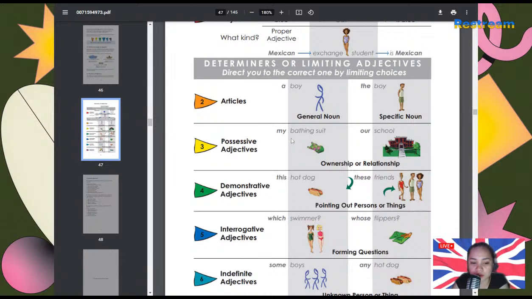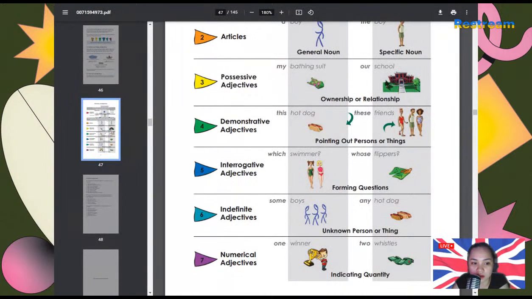For the next one, we have the demonstrative adjective. This is the fourth one. For the demonstrative adjective, we are actually using the demonstrative pronouns. This is not for a person; it is used for pointing out a place or a thing. That is demonstrative, so it is also called a demonstrative adjective.